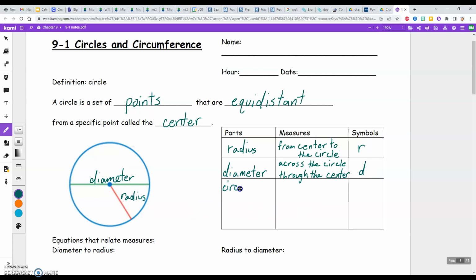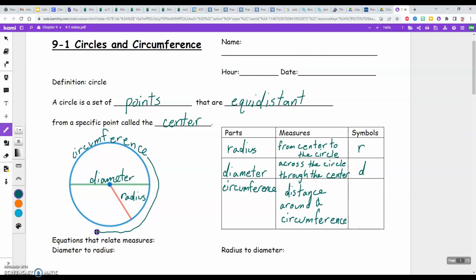Lastly, we have the circumference, and the circumference measures the distance around a circle. Or you might know it better as perimeter. So here, circumference. And that goes all the way around the circle like so.